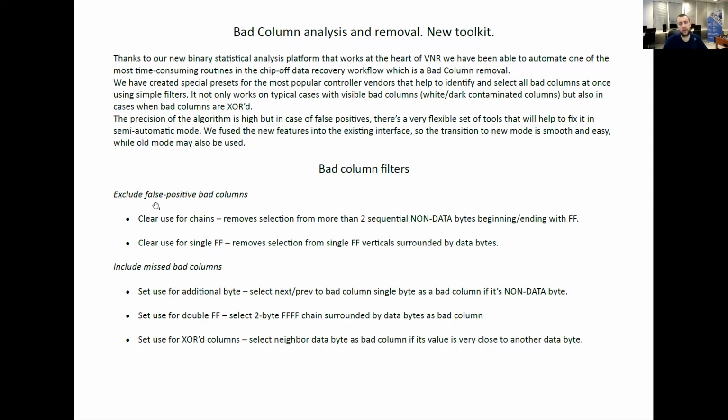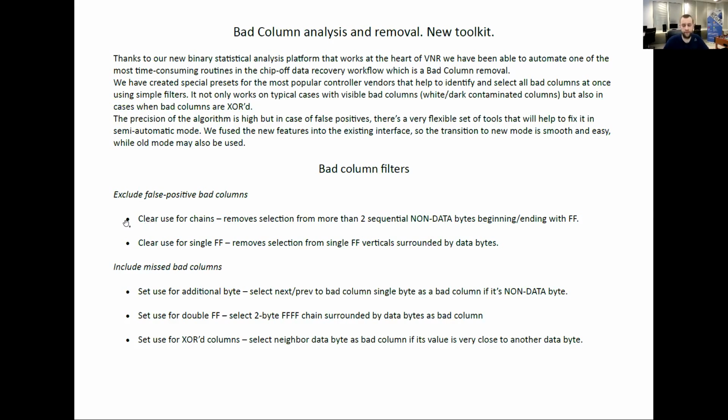Some of them will exclude false positive bad columns. We call it a false positive bad column when something else is selected as a bad column. And the other type will include missed bad columns. This will set the flag on for the bytes that for some reason were missed and are real bad columns. So there are two types of filters, basically: set flag and remove flag, according to some rule.